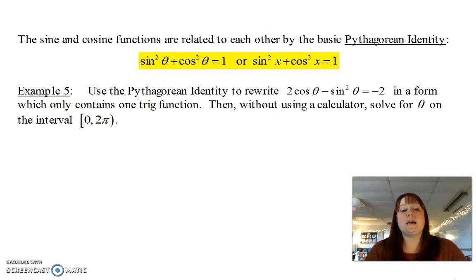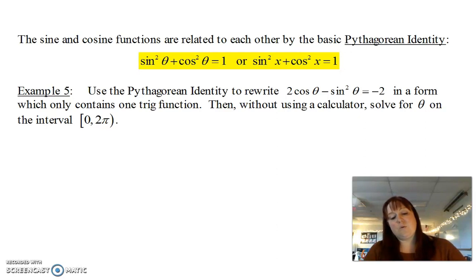So we're going to use the Pythagorean identity to rewrite, because here's the thing. When we're taking trig derivatives, a lot of times we need to rewrite them because we can't take the derivative one way, but we can take the derivative another way. Like, we need them rewritten, so we need to be able to use these.